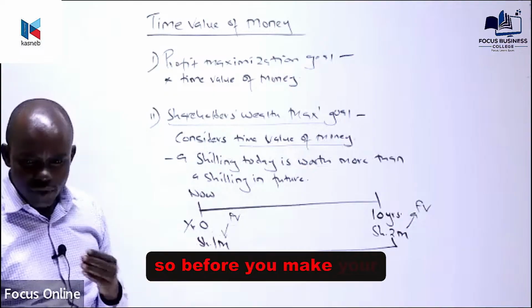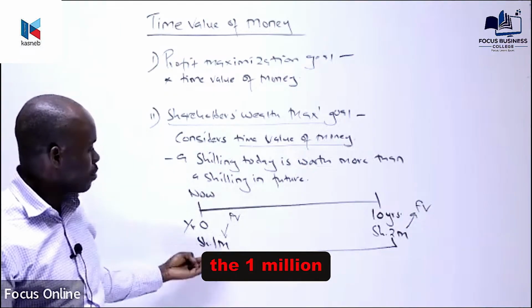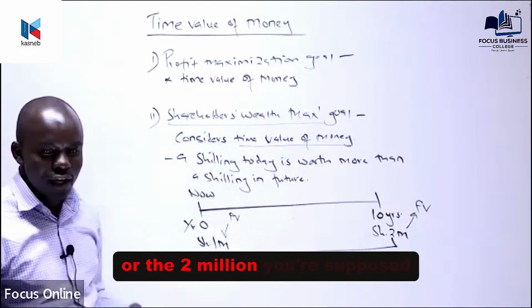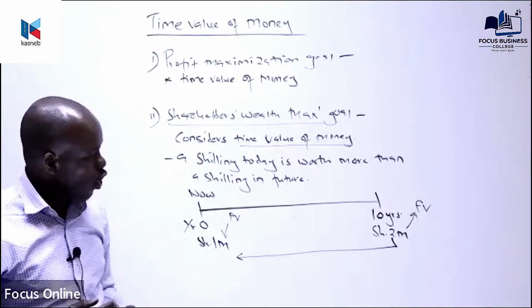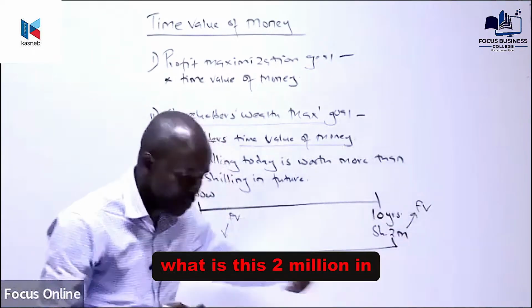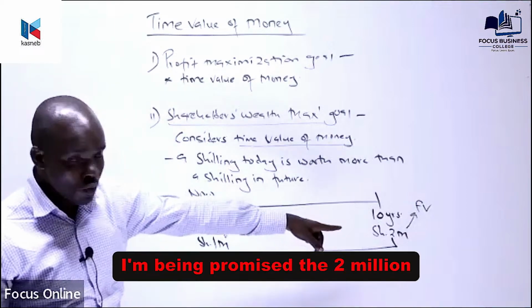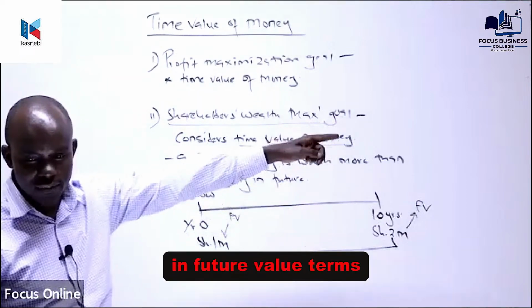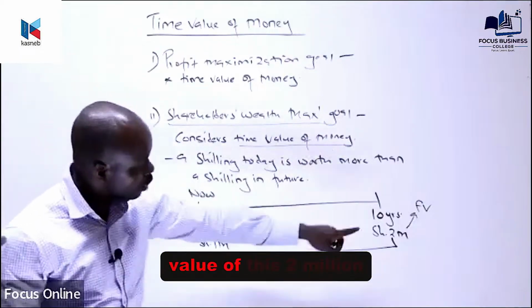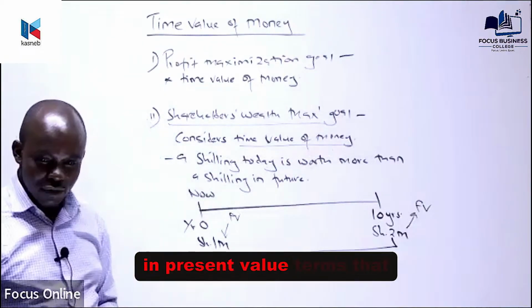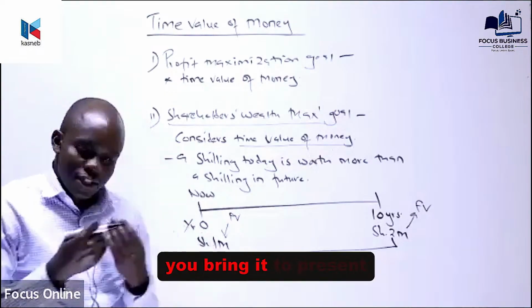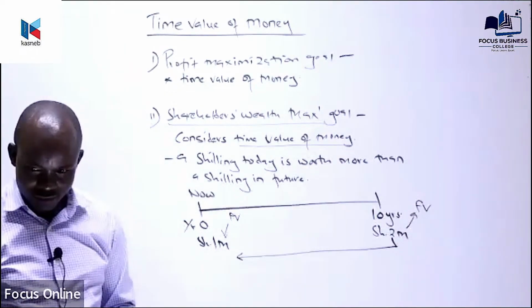So before you make your decision on whether to go for the 1 million or the 2 million, you're supposed to ascertain what this 2 million is in present value terms, because I'm being promised the 2 million in future value terms. But what is the present value of this 2 million? That is, you bring it to present value terms.